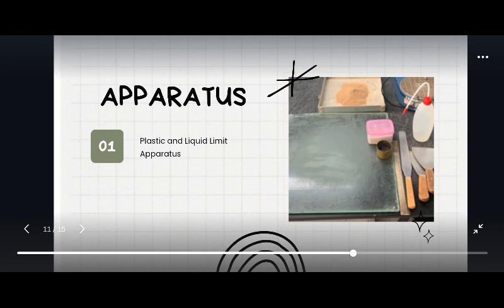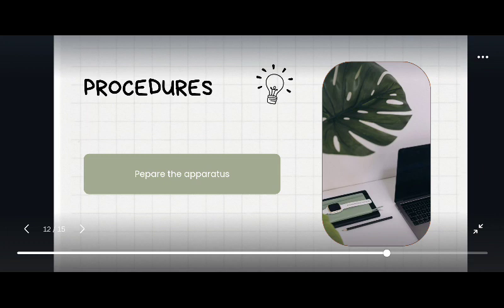The next activity is the apparatus of the Casagrande test. The apparatus is the Casagrande liquid limit device, grooving tool, spatula and palette knife, moisture can, wash bottle containing distilled water, weighing balance, glass plate, and drying oven. Next, the Casagrande procedure.